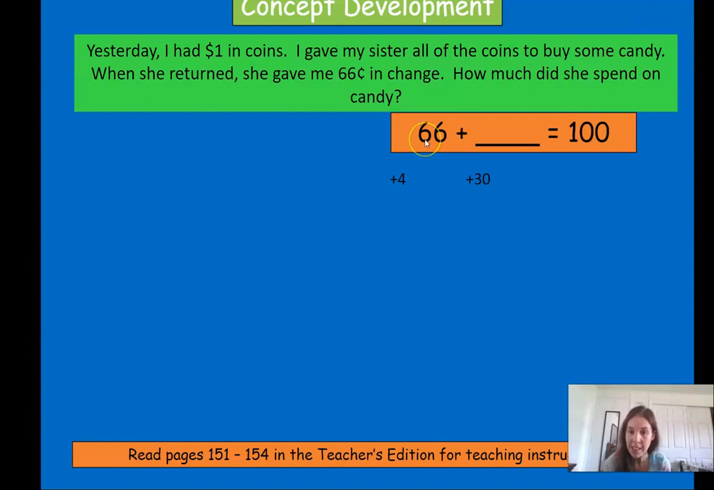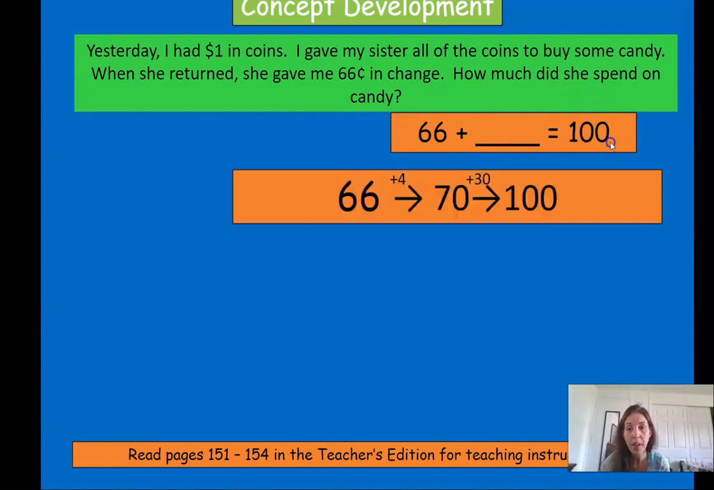So one addition sentence we could use is 66, because that's how much change we got back, plus what equals 100. We can count up to 100. We can start at 66. And remember, we like to get to that nice even 10. So 6 plus 4 is 10. So 66 plus 4 gets us up to 70, which is a nice number to work with. Then 70 plus 30 more gets us to 100.